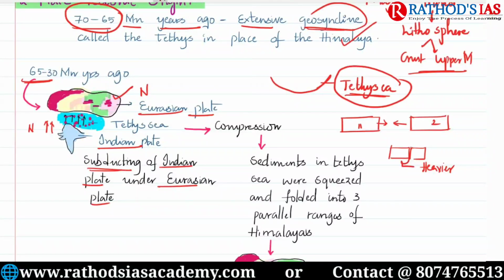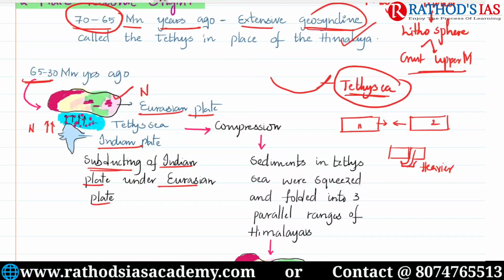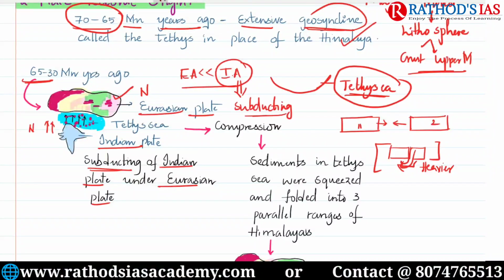Whenever they are hitting, whichever plate is heavier in nature will be subducting, that means it will go below the second plate. In the same manner, if you compare the Eurasian plate and the Indo-Australian plate, the Indo-Australian plate is much heavier. So the Indo-Australian plate went subducting under the Eurasian plate. Whenever two plates are coming together, this is the Eurasian plate, this is the Indian plate.